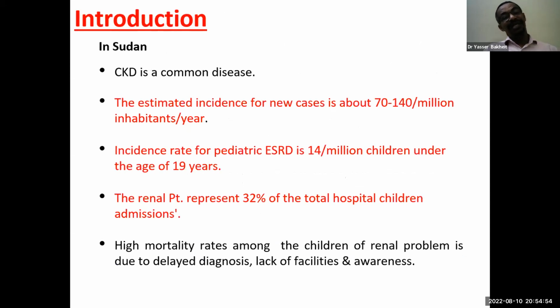In Sudan, it is a common disease. The estimated incidence is about 70 to 140 per million per year. The incidence rate for pediatric end-stage renal disease is 14 per million children under the age of 19 years. Renal patients represent 32% of the total hospital children admissions. The higher mortality rate among children with renal problems is due to delayed diagnosis, lack of facilities, and lack of awareness.